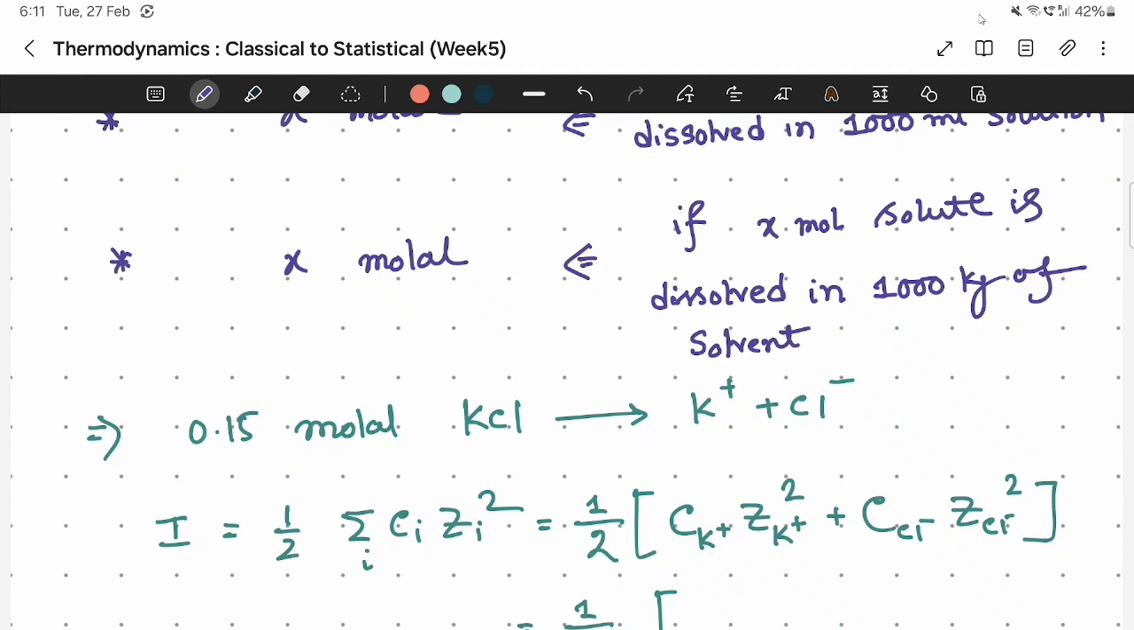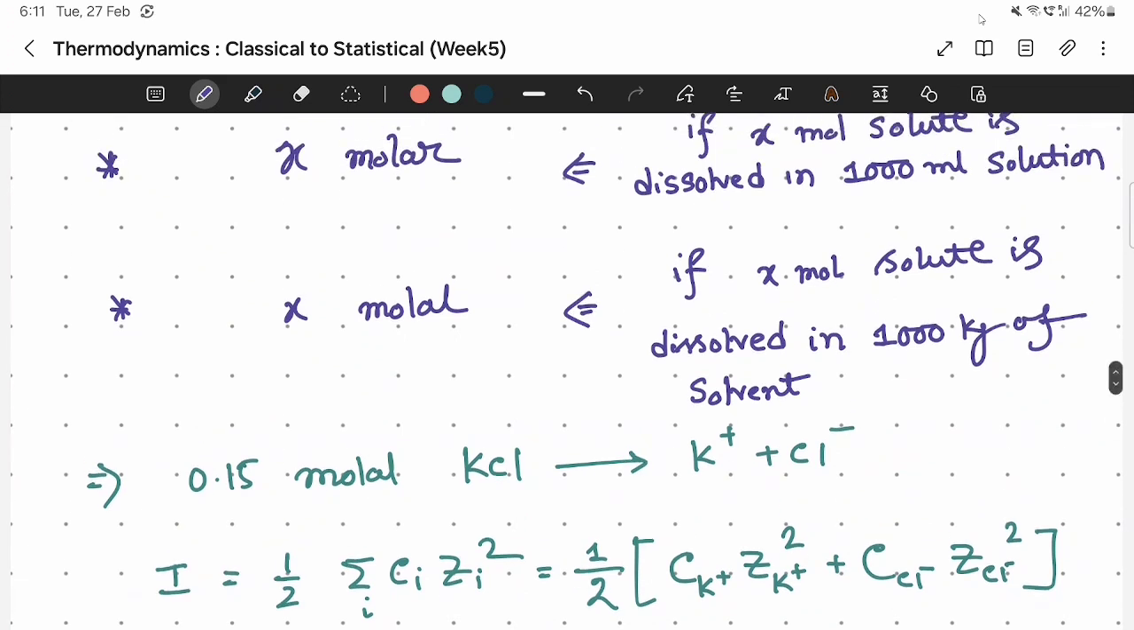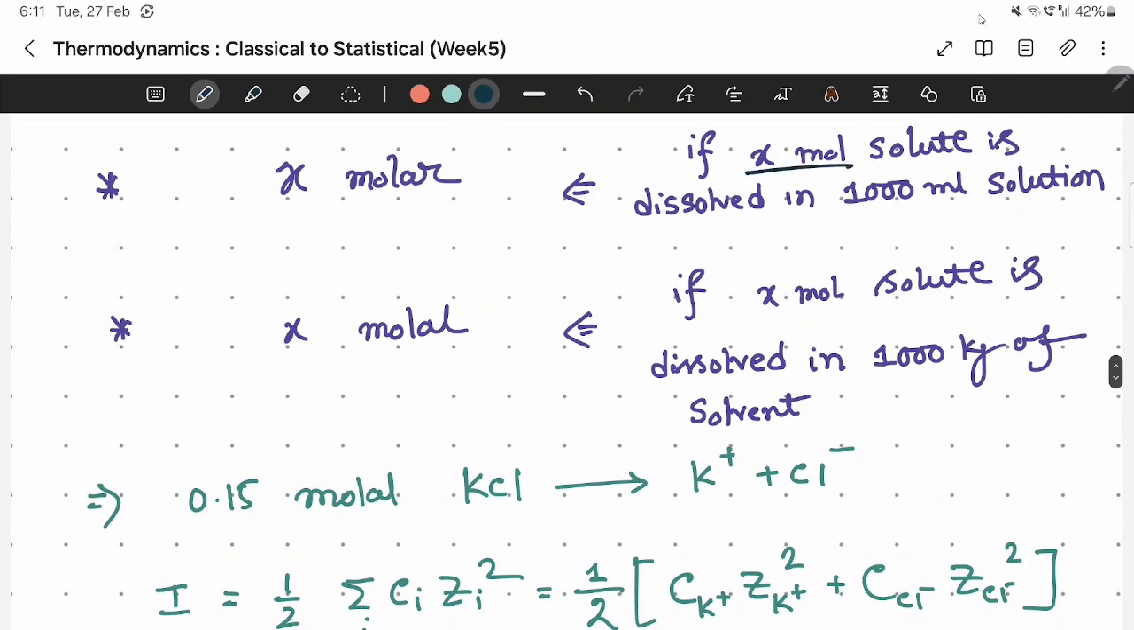Yes, yes. So it was interchanged. In both cases it is x mole. It should be, but here in the first case it's 1,000 ml, and here 1,000 kg. But here it is solution, and here it is solvent. These things also we have to keep in mind. Okay. Thank you.